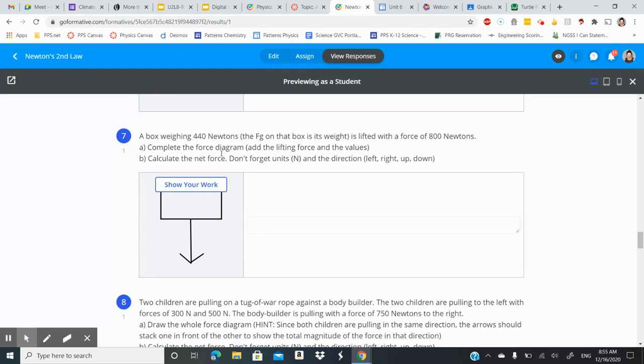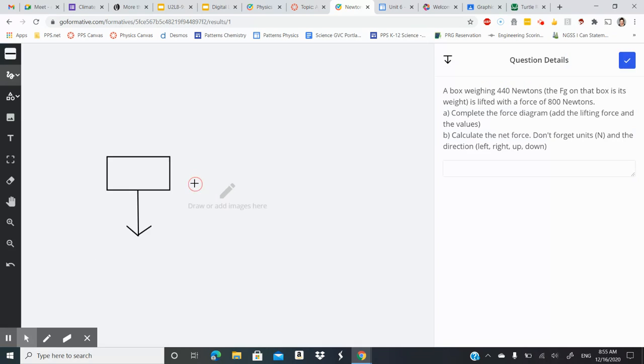Question 7. A box weighing 440 newtons, the force of gravity on that box is its weight, is lifted with a force of 800 newtons. Complete the force diagram, add the lifting force and the values, calculate the net force, don't forget newtons and direction. Okay, so that box weighs 440 newtons. I'm going to call that the force of gravity.